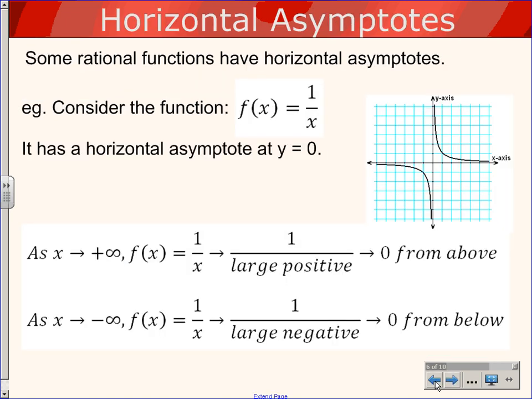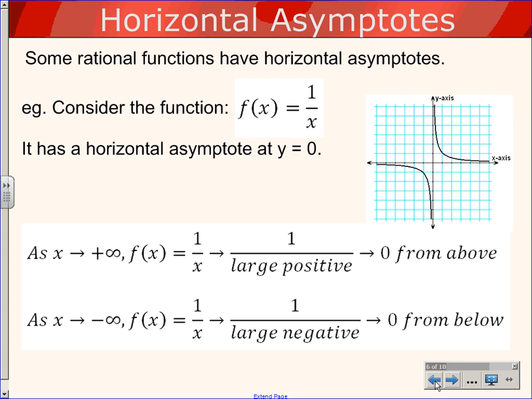Horizontal is our next one. And the horizontal we have to be a little bit more careful with, because there's more things influencing it. It's not just the denominator anymore. The numerator and the denominator both play roles. So going back to that 1 over x graph, because that's the one we're familiar with, we know that it has a horizontal asymptote at y equals 0.